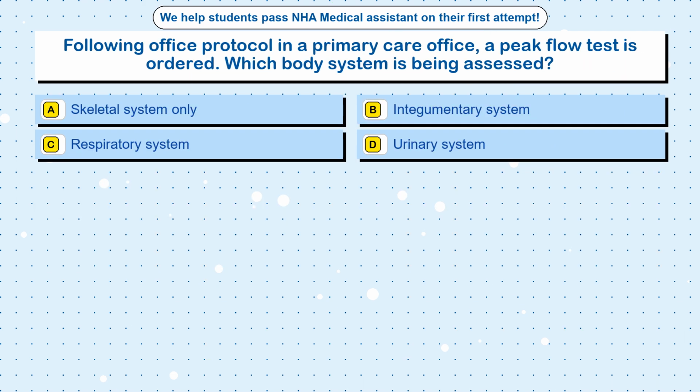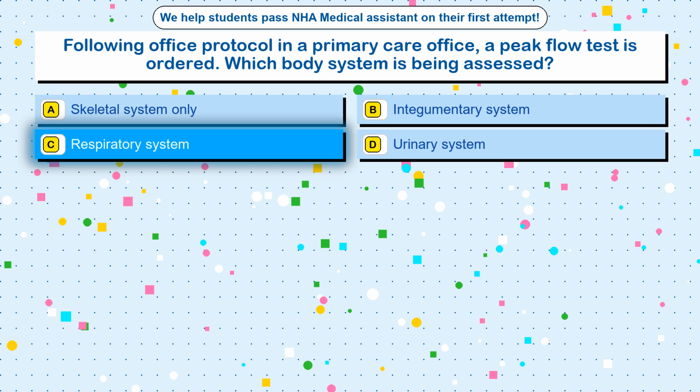Question 43. Following office protocol in a primary care office, a peak flow test is ordered. Which body system is being assessed? Option A. Skeletal system only. Option B. Integumentary system. Option C. Respiratory system. Option D. Urinary system. The correct answer is option C.